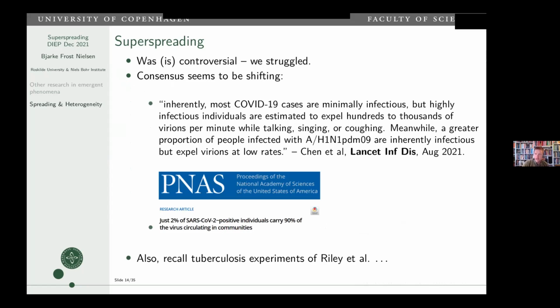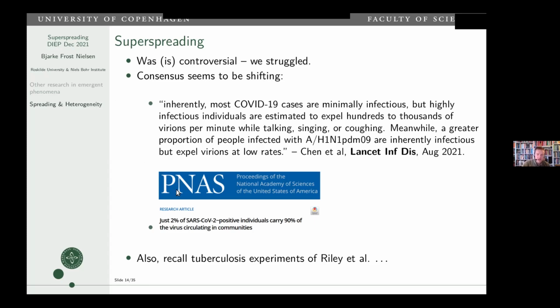And there's this recent paper in Lancet Infectious Diseases where I think they explain it quite well, where they compare the degree of super spreading in influenza disease and in COVID-19. They say that inherently most COVID-19 cases are minimally infectious, so most of them don't really infect. But highly infectious individuals are estimated to expel hundreds to thousands of virions, so that's virus particles, per minute while talking, singing, or coughing. Meanwhile, a greater proportion of individuals infected with H1N1, so that's an influenza strain, are inherently infectious but expel virions at low rates. So in general, influenza is more democratically distributed. The rates are somewhat lower, even though the average infectiousness may be the same, right? And in COVID-19, most people become quite uninfectious, really. So that I think is well explained.